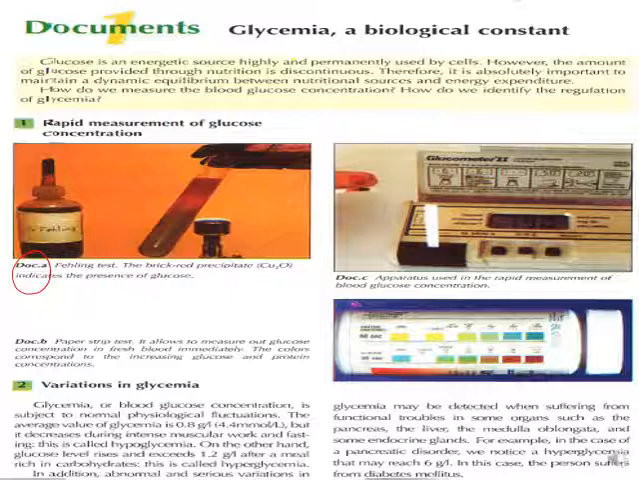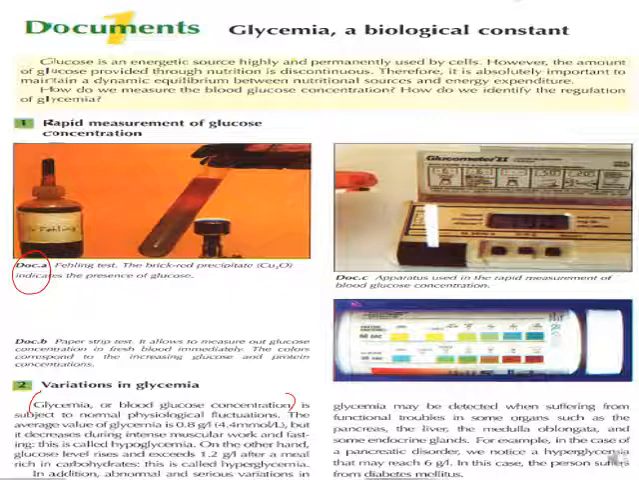Paragraph 2, variation in glycemia. Glycemia, you have to know its definition: the blood glucose concentration. So glycemia is the blood glucose concentration. The concentration of glucose in blood is subject to normal physiological fluctuations. The average value of glycemia is 0.8 gram per liter, which is 4.4 millimole per liter, but it decreases during intense muscular work and fasting.